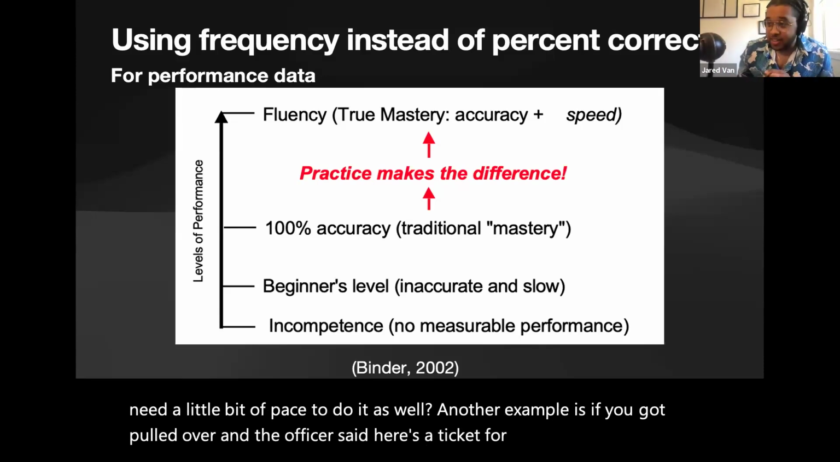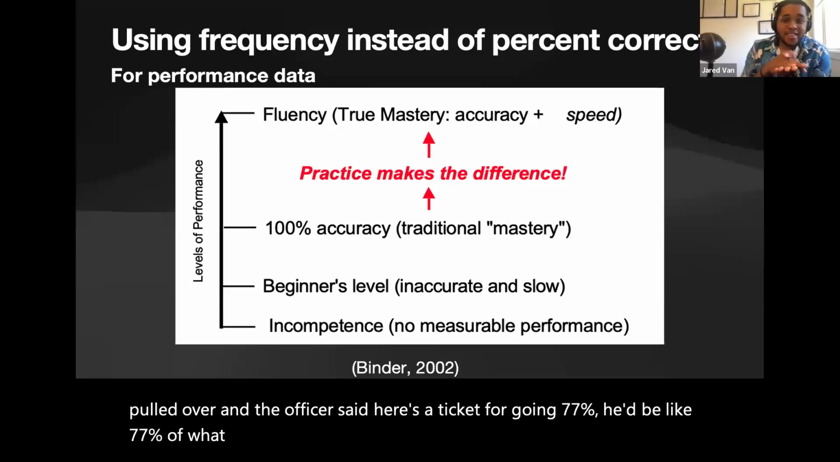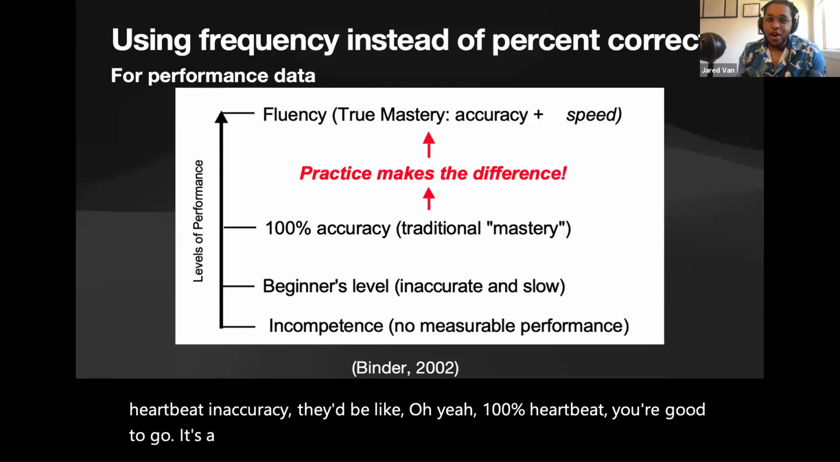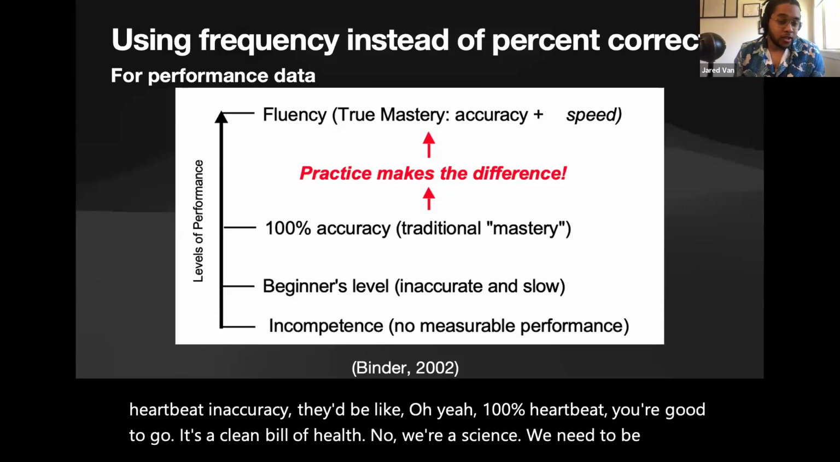Another example is if you got pulled over and the officer said, here's a ticket for going 77%, you'd be like, 77% of what? And then even imagine if your doctor measured your heartbeat in accuracy. They'd be like, oh yeah, 100% heartbeat, you're good to go. It's a clean bill of health. No, we're a science. We need to be using dimensional quantities.